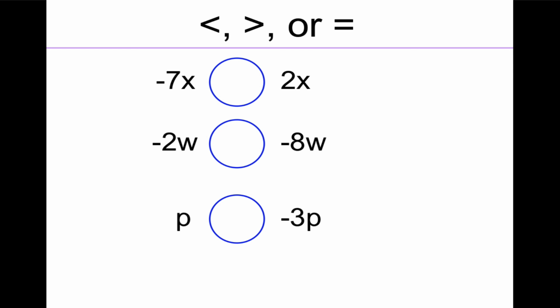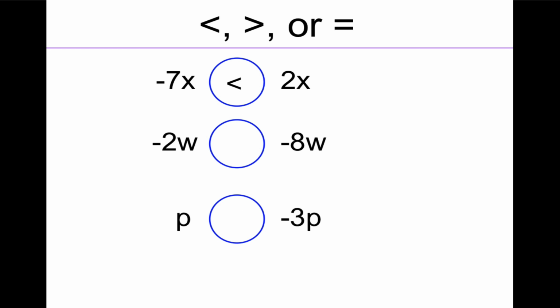So let's look at the coefficients. The coefficient is the number that multiplies the variable. So in negative 7x, the coefficient is negative 7. In 2x, the coefficient is 2. So which is less, negative 7 or 2? The answer is negative 7.